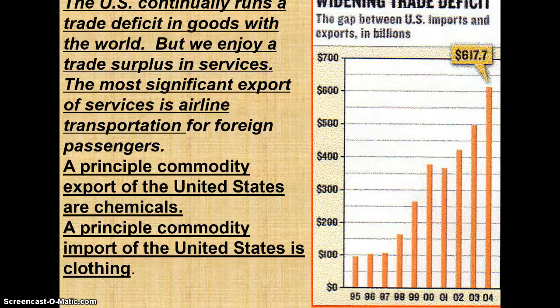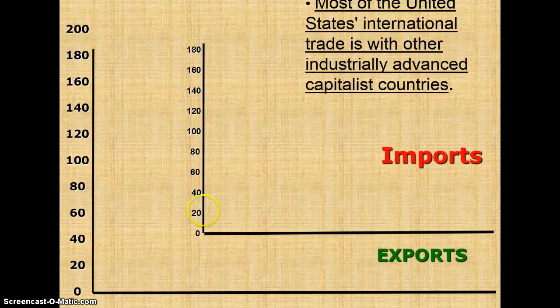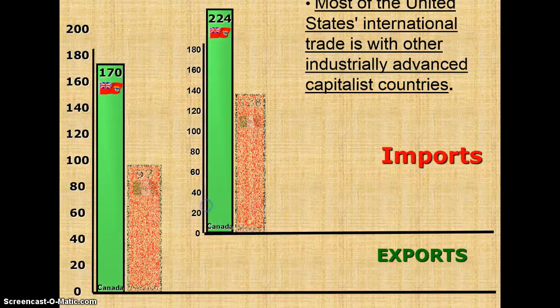The U.S. continually runs a trade deficit in goods with the world, but we enjoy a trade surplus in services. The most significant export of services is airline transportation for foreign passengers. A principal commodity export of the United States is chemicals. A principal commodity import of the United States is clothing. Most of the U.S. international trade is with other industrially advanced capitalist countries.